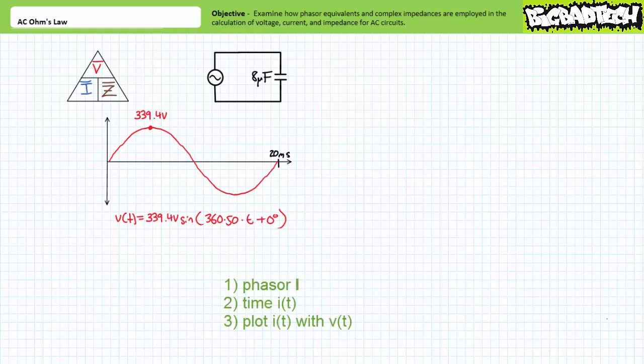Let's say we're being asked to solve for the current through the capacitor in terms of the phasor equivalent and the time-varying expression I of t. Additionally, we're being asked to plot current as a function of time. As previously, we need to establish conditions ideal for the use of Ohm's law.